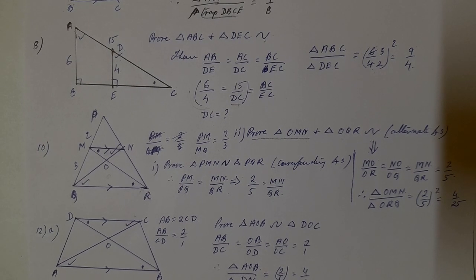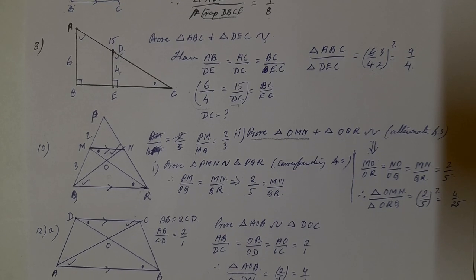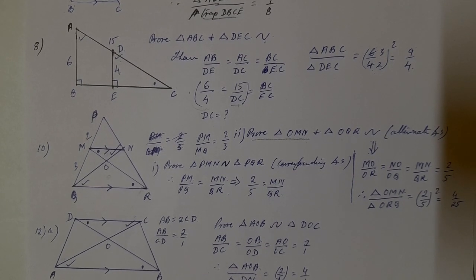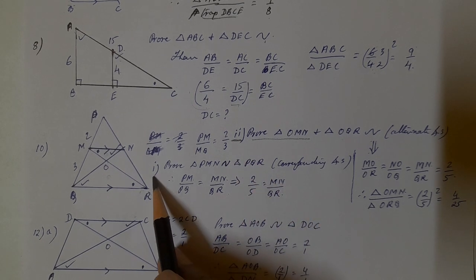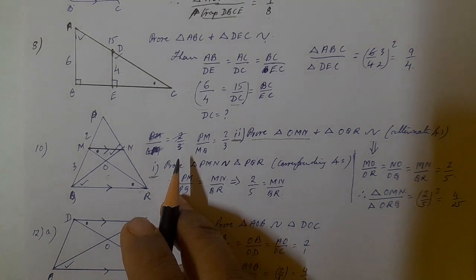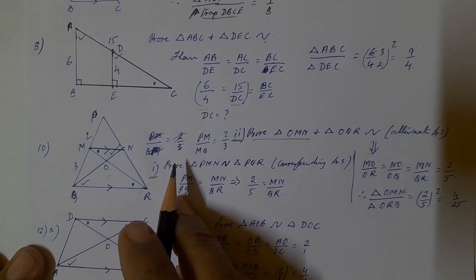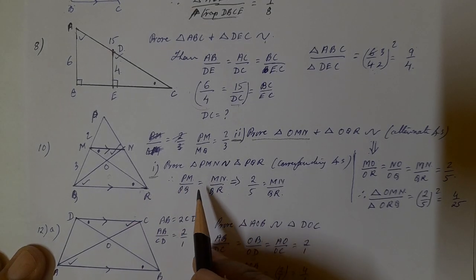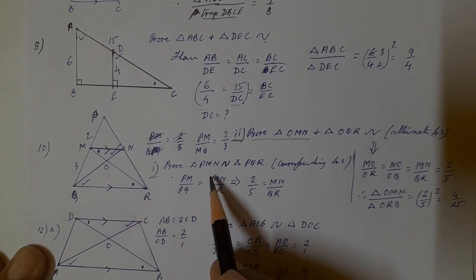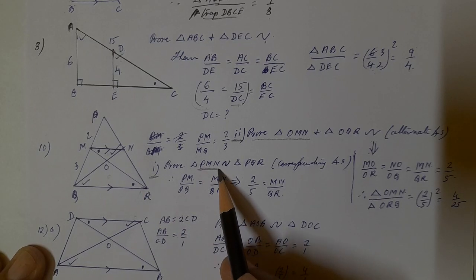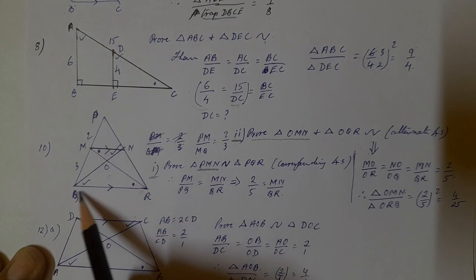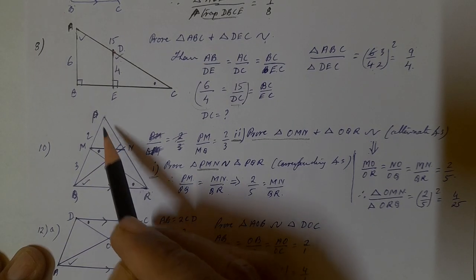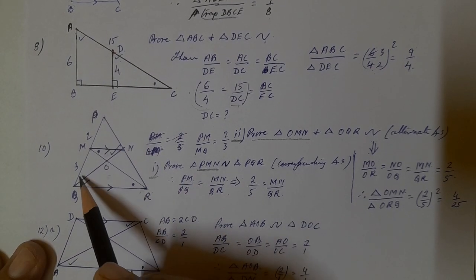After proving it similar, you write the ratio over there. Write the ratio. Sorry, that's for the second part. The first part is here. Prove that triangle OMN. To find MN by QR, you prove PMN and PQR are similar, corresponding.